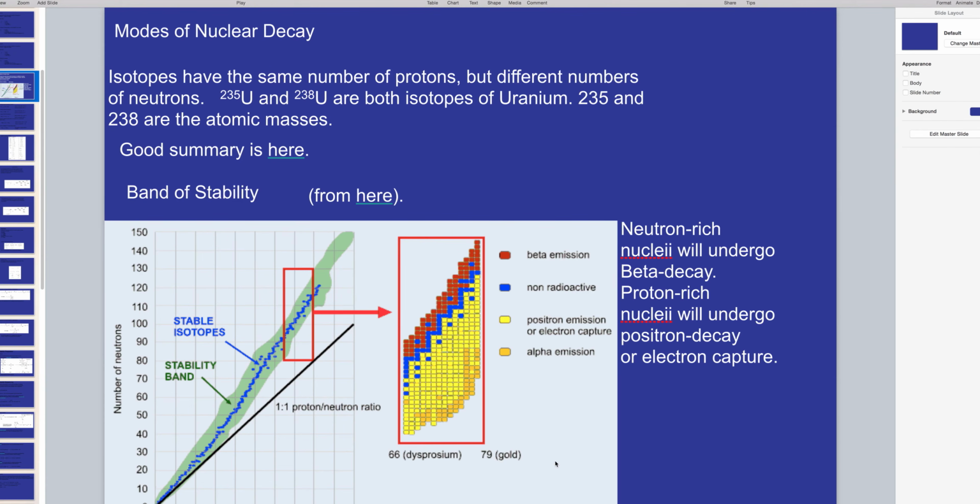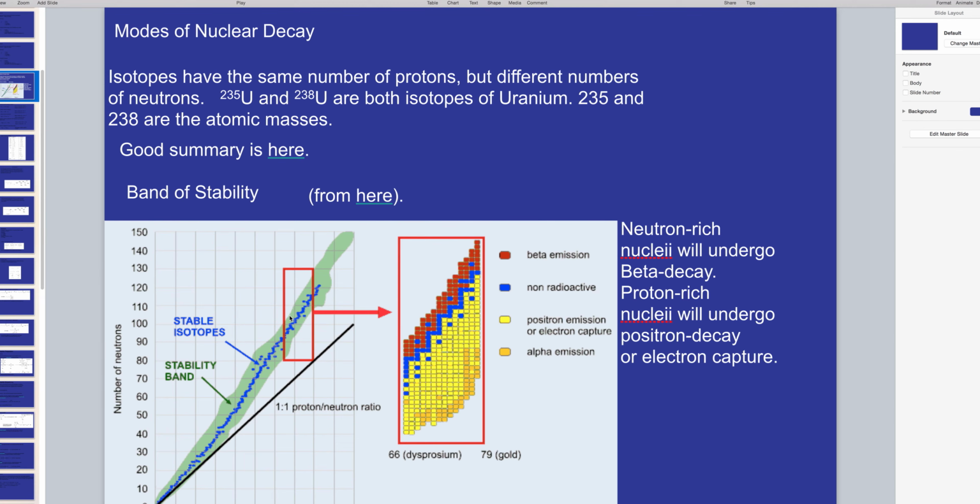This is a diagram from the PowerPoint notes that I went over in class. What it shows is the stable isotopes and the number of protons and neutrons that those stable isotopes have. And what you'll see is that anything in blue here is a stable isotope. It doesn't undergo any decay mode. And what you'll have here, though, are isotopes above the line and isotopes below the line.